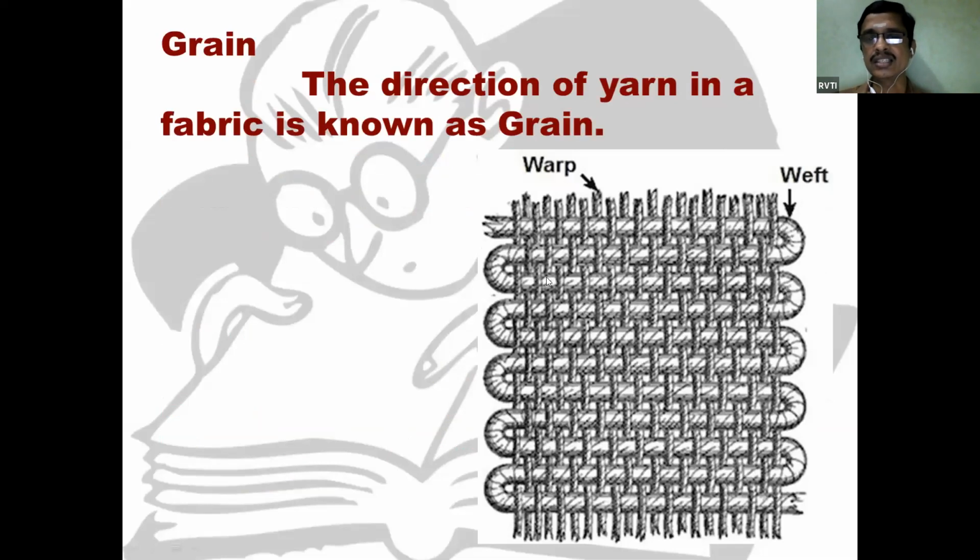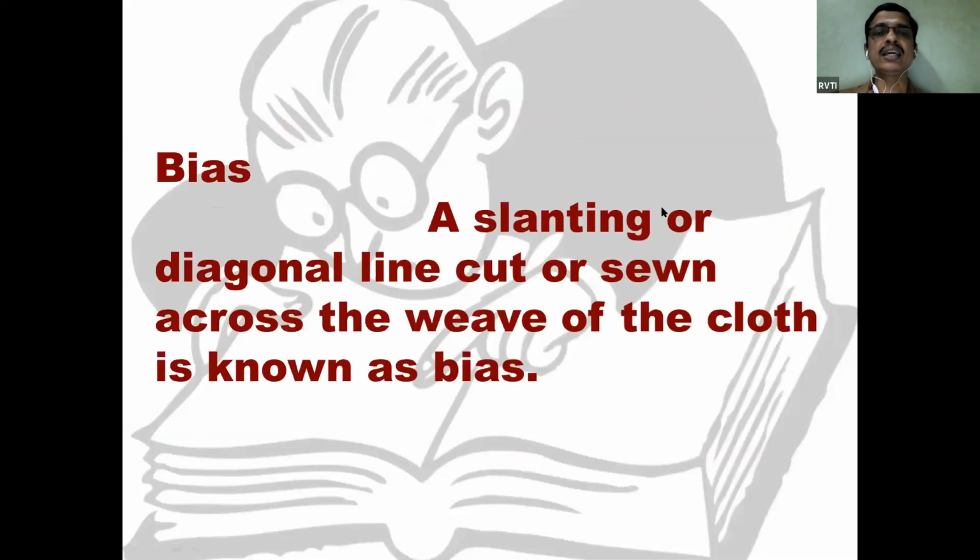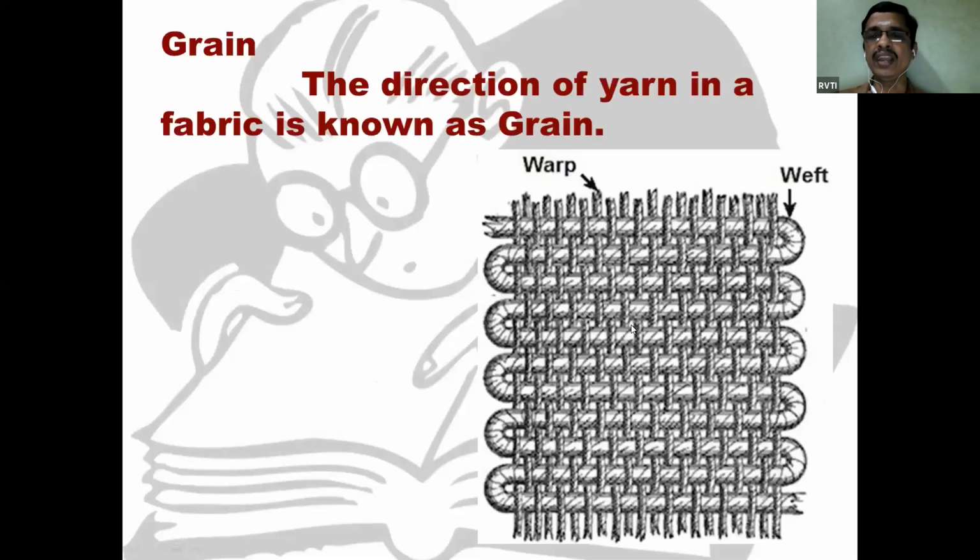See here, it's a horizontal direction, that is crosswise direction. So this is known as crosswise grain or weft grain. These are the two types of grains. The other grain is a slanting or diagonal line cut or sewn across the weave of the cloth, known as bias grain. In normal cutting, we can follow either warp direction or weft direction. We can fold here like this, or here like this.